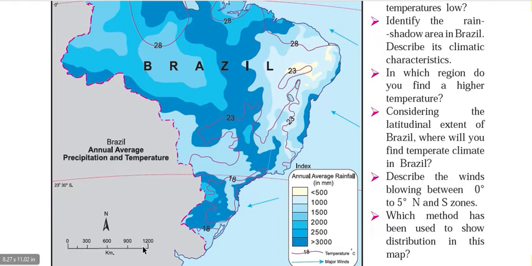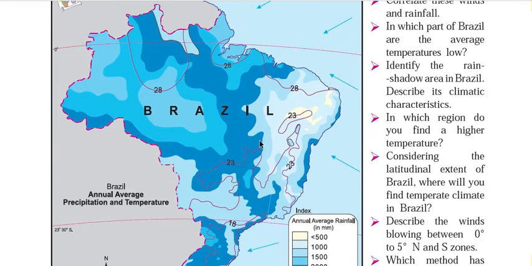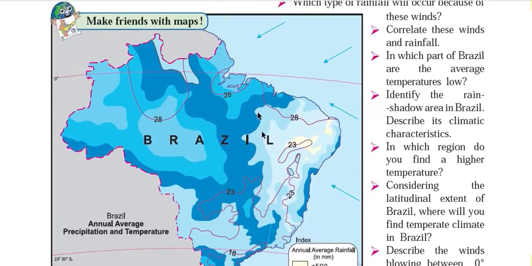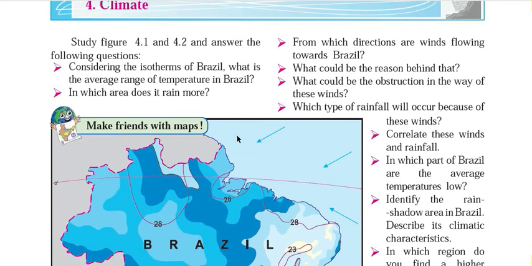Then the scale is given, the north arrow is given, and this choropleth map of Brazil is given, which is showing average annual precipitation and temperature. Over here you can also see the contour lines which are joining the regions having equal temperature. So in this way we have discussed the different parameters shown in this map. So let's start the questions.